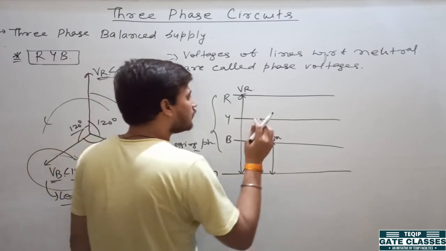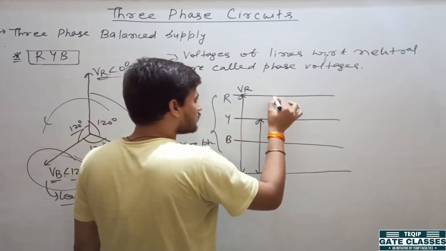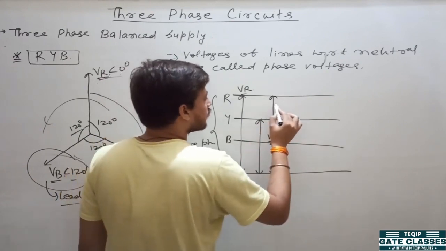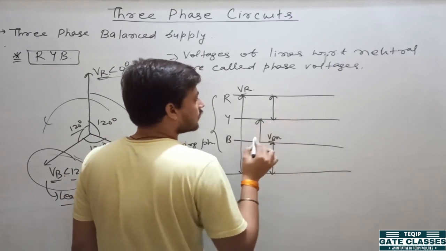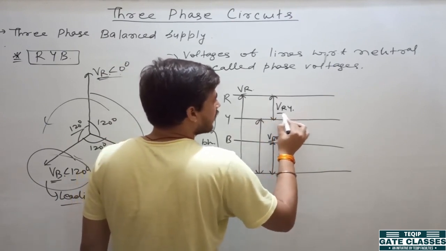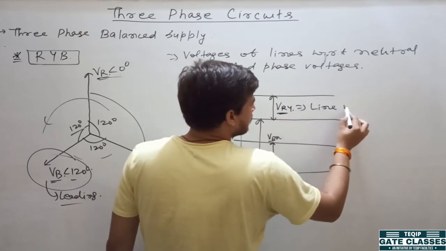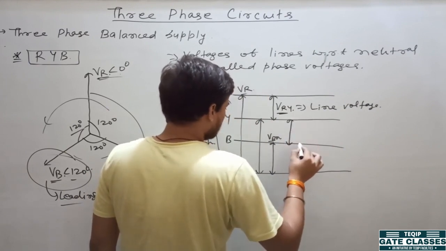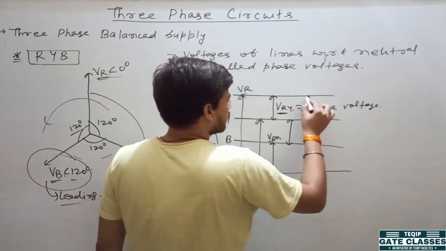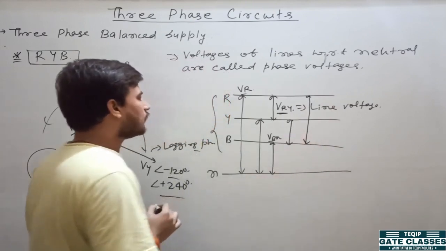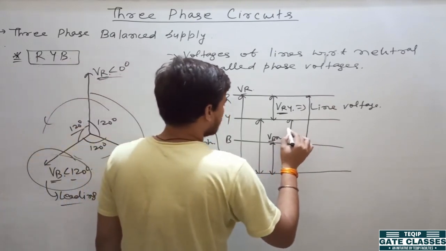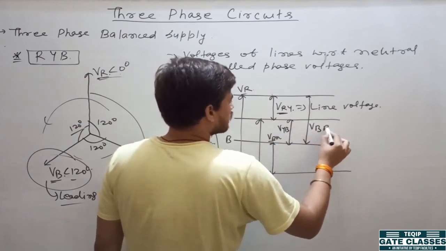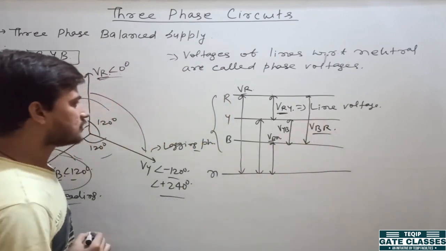Now, if you connect your equipment between these two phases, and you measure the voltage between these two phases, this is VR, this is VY. So this voltage is called VRY and this is called line voltage. Similarly here, you have another line voltage. So you have three line voltages: VRY, VYB, and VBR. Clear?